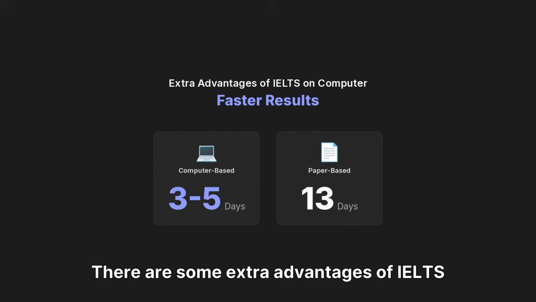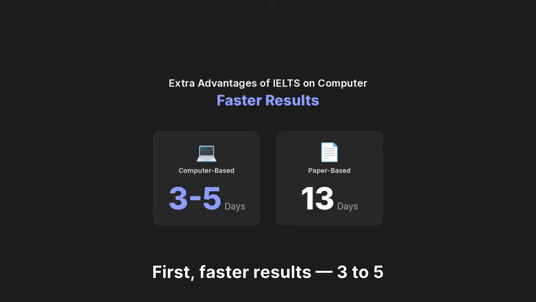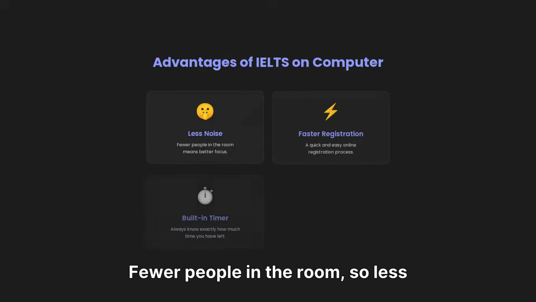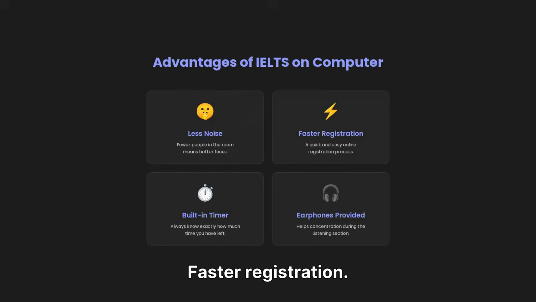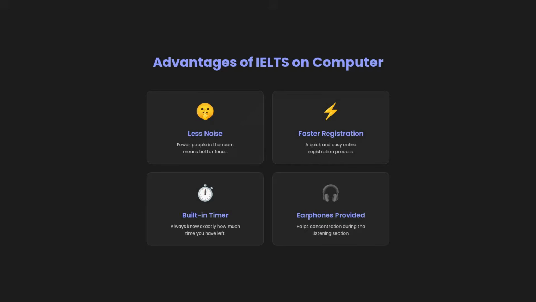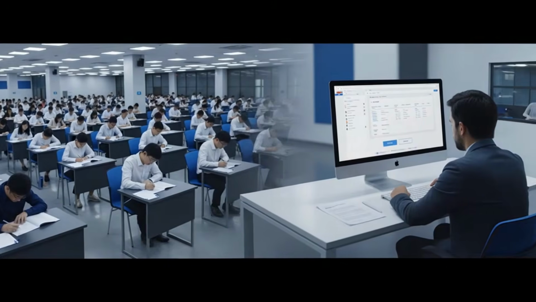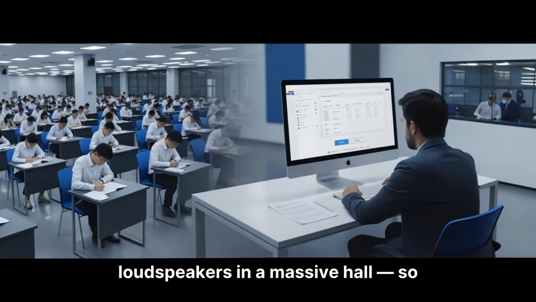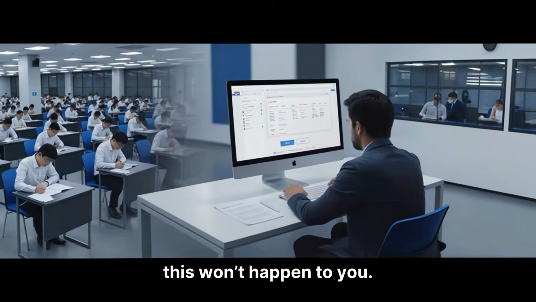There are some extra advantages of IELTS on computer. First, faster results, 3 to 5 days instead of 13. Fewer people in the room, so less noise. Faster registration, a built-in timer so you always know how much time you have left, not just a clock on the wall. And you'll be given earphones, which really helps in listening. A few years ago, I took IELTS on paper in London, and they used loudspeakers in a massive hall. So this won't happen to you.